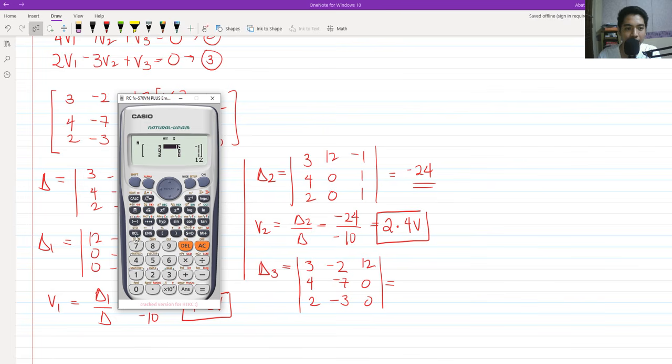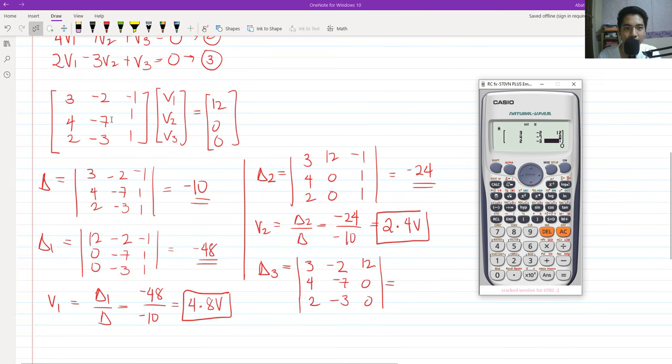So we have 3. We have negative 2. Then we have 12 here. We have 4. We have negative 7 here. We have 0 here. We have 2 here. We have negative 3. And then we have 0. So let me just double check it again. 3, negative 2, 12, 0, 0. Then 4, negative 7, 0. That's correct. And then we have 2, negative 3, 0. Okay. So get the determinant.